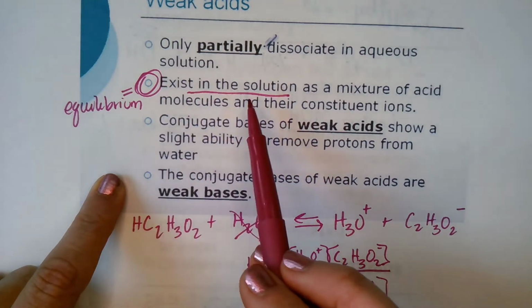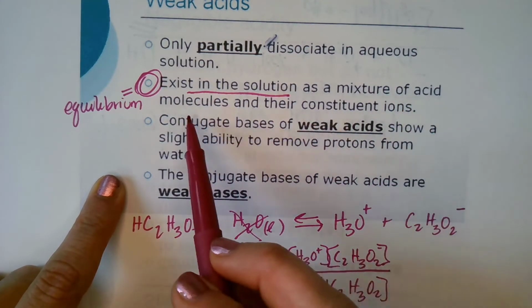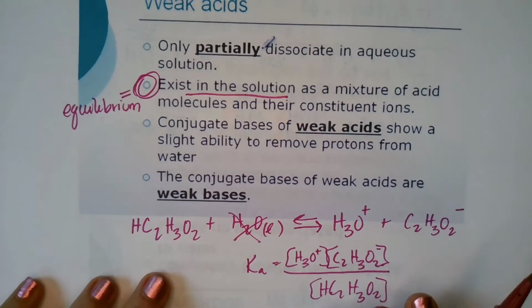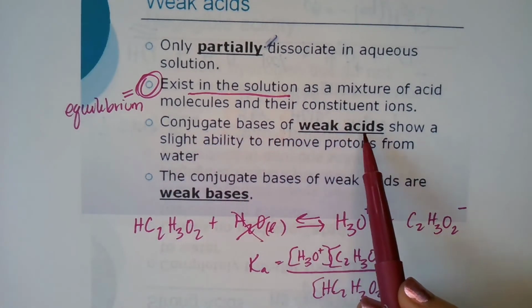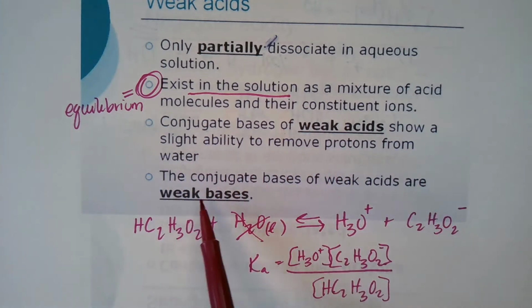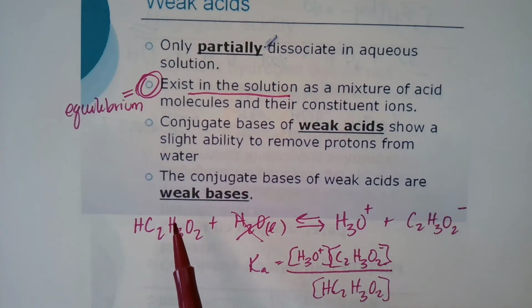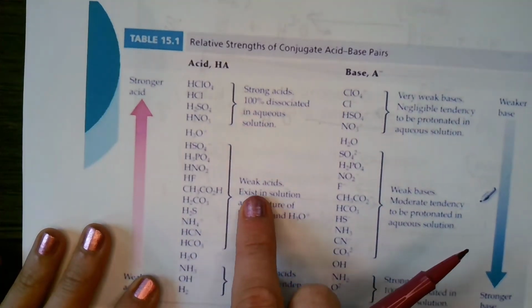So by doing this, we're showing that we have this equilibrium existing in the solution, showing the mixture of acid molecules and their constituent ions. Remember that conjugate bases of weak acids show a slight ability to remove protons from water, and the conjugate bases of weak acids are weak bases.